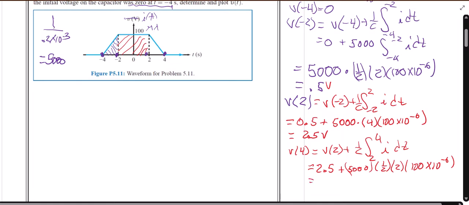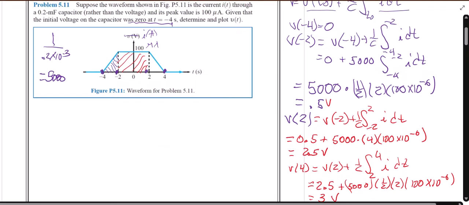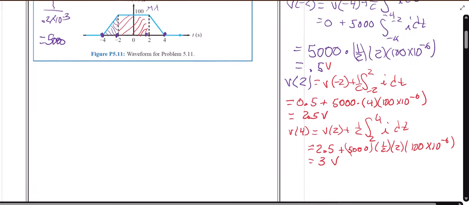And if you calculate all that, you get 3. Okay, so I just got those points. We will use them later, but that's to show you that if you do a definite integral, it just gets you a number. It gets you the voltage at that point. But the problem doesn't ask for that. It asks us to determine and plot v of t. So that's a function. So we need to come up with a function of t.